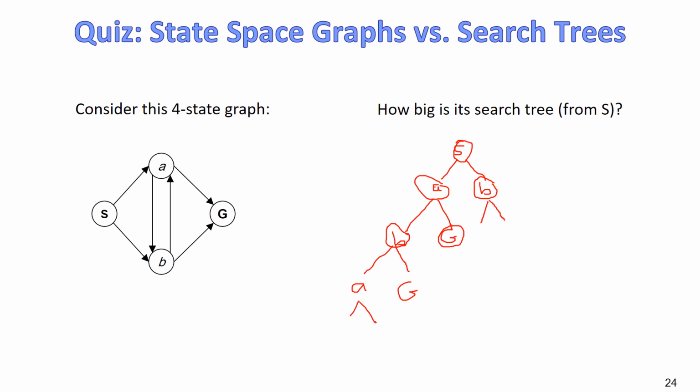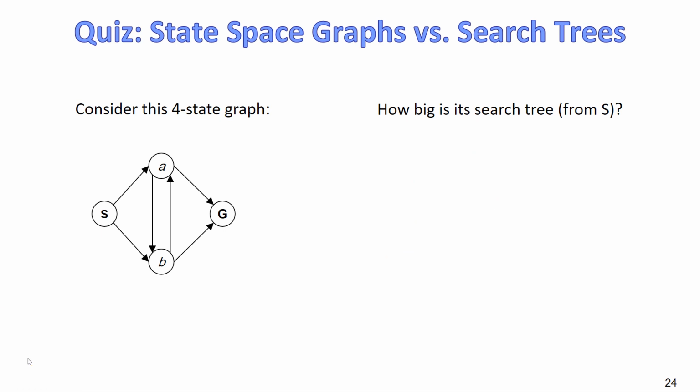Very good. So that means that the size of this tree is what? Infinity. It's infinity. Very good. Okay. So in this case, the size of the tree will be infinite. Okay. I think because we have a cycle in the graph. Because, yes, exactly. Because we have a cycle in the graph. So even that very tiny state space graph, the search tree can be huge.